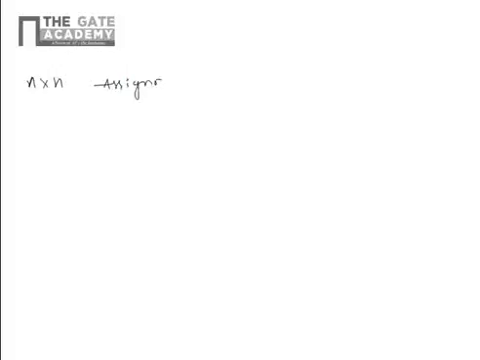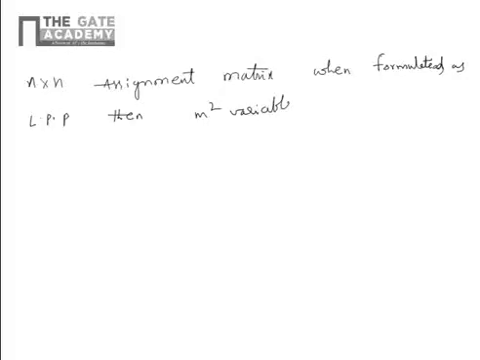An n by n assignment matrix, when formulated as an LPP, a linear programming problem, will form n square variables and 2n constraint equations.